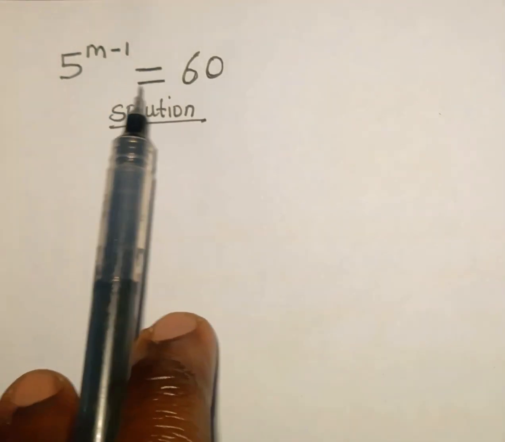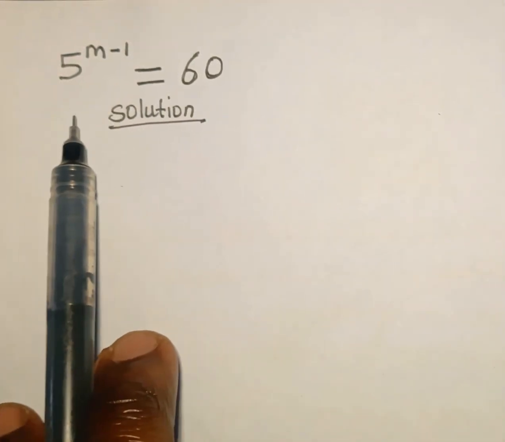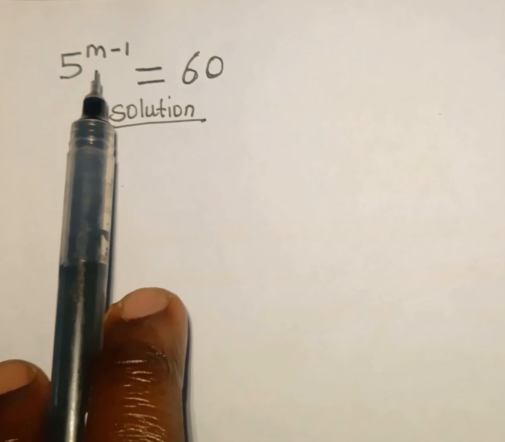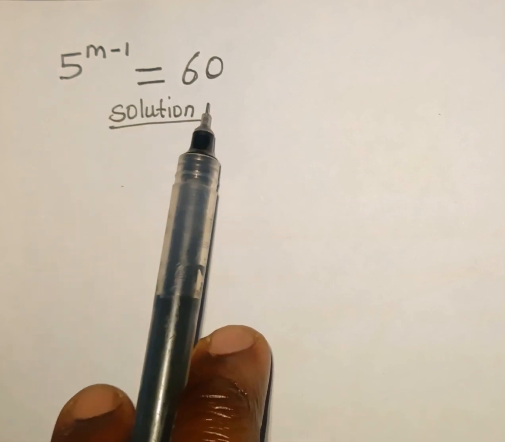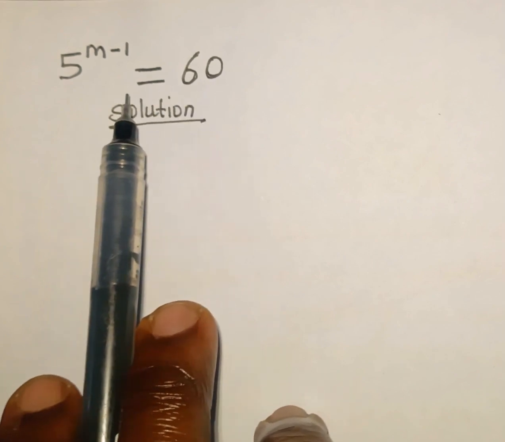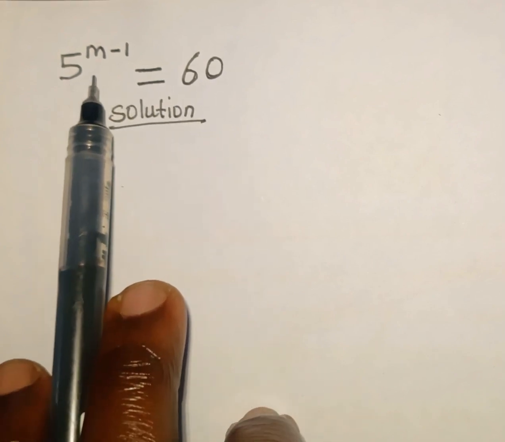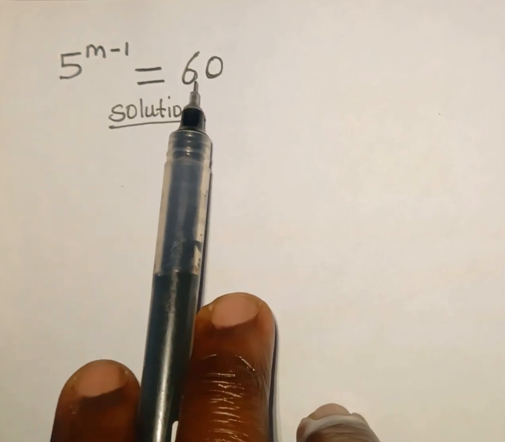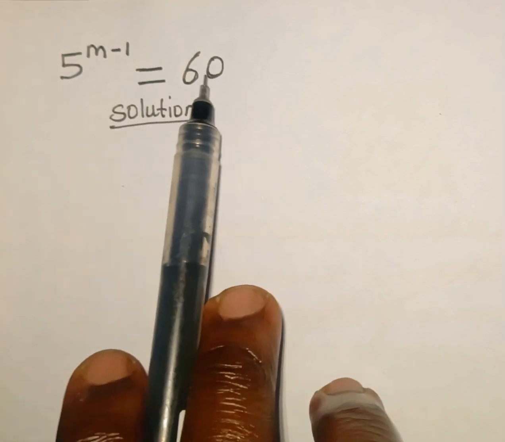We're going to solve for the value of m from this beautiful exponential equation. We're given that 5 raised to the power of m minus 1 is equal to 60. To solve for the value of m from this equation, if you look at it, the base is 5 to the power of this, and here we have 60. So there's no way we can make the base to be the same.